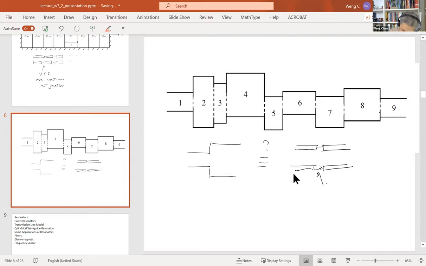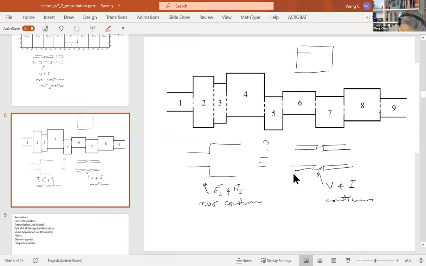Because transmission lines say V and I are continuous. But here, E_s and H_s are not continuous, because of all this very ugly junction on this side. You might even have diaphragms. Some microwave engineers have a sense of humor. They will make junctions where you put in these nice things called diaphragms.